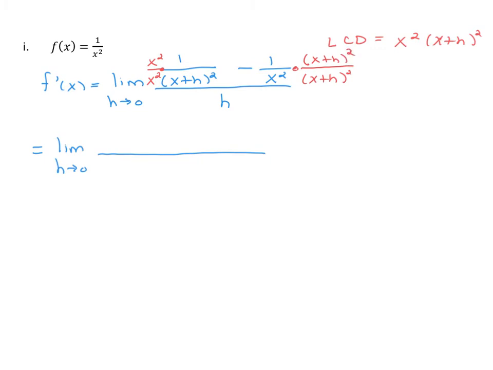So in the numerator, we have the following. You have one fraction whose common denominator is x squared times x plus h squared. The numerator of this fraction is x squared. I'll put it right here. And then I'm subtracting off the numerator of this fraction, which is x plus h squared.